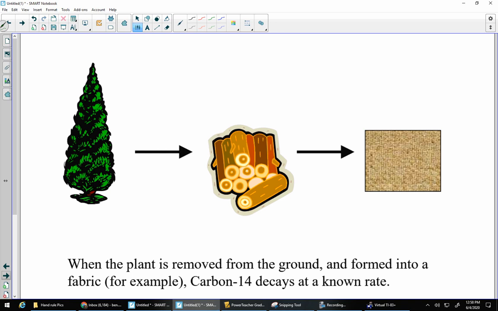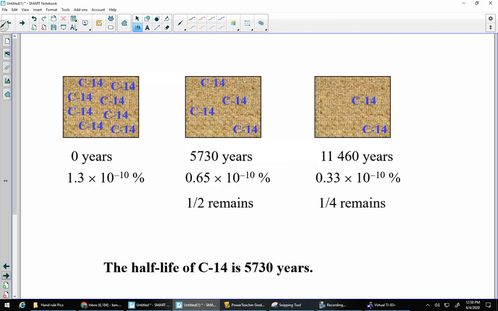But as soon as it dies, as soon as that tree dies, it is no longer taking in carbon dioxide. So that means we are fixed right at the moment of its death with 1 trillion to 1. Cool. But carbon-14 is a radioactive element, which means it likes to break down. It likes to go through decays and turn into something else. We'll talk about what it turns into in a moment.